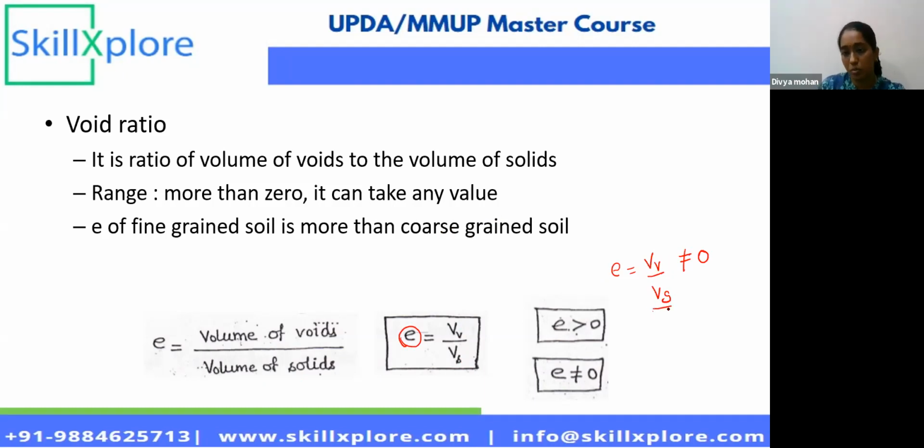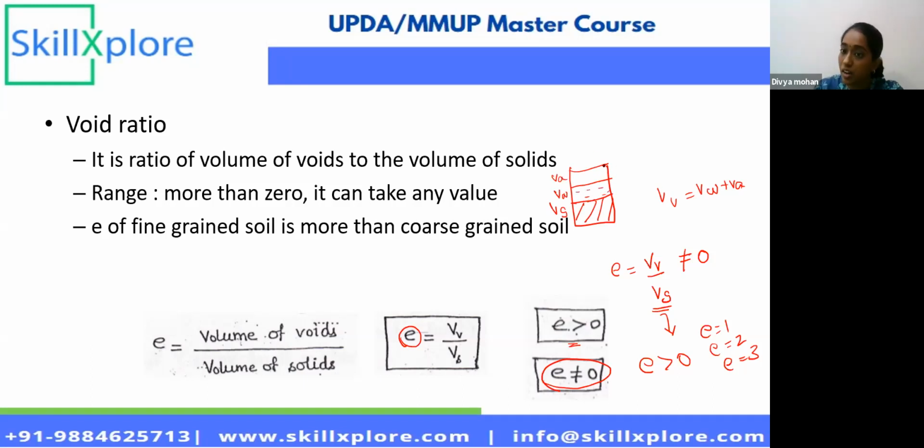We already know that the volume of solids is a constant parameter. Whatever process we are doing, it will be there, so the e value will not attain 0. The e value may be greater than 0, and it can take any value, not only e equal to 1 but e equal to 2 as well. It's because Vv is comprised of the volume of water and the volume of air. I'll draw the diagram. This is the volume of solids, this is the volume of water, and this is the volume of air.